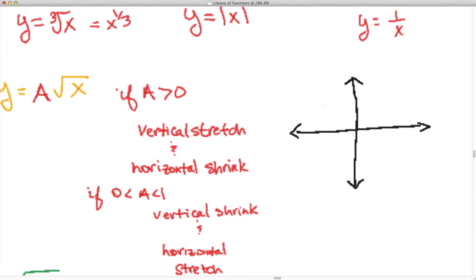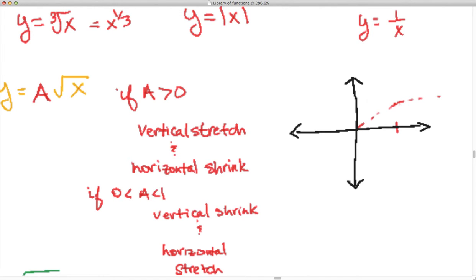So if a is greater than 0, we're going to get a vertical stretch and a horizontal shrink. Basically what that means is your y value is getting multiplied by a number greater than 1, so it's going to get to infinity faster, if that makes sense. It's getting larger quicker. So what was the point (4, 2), for instance, in the normal graph, which I'll do in dashed lines.